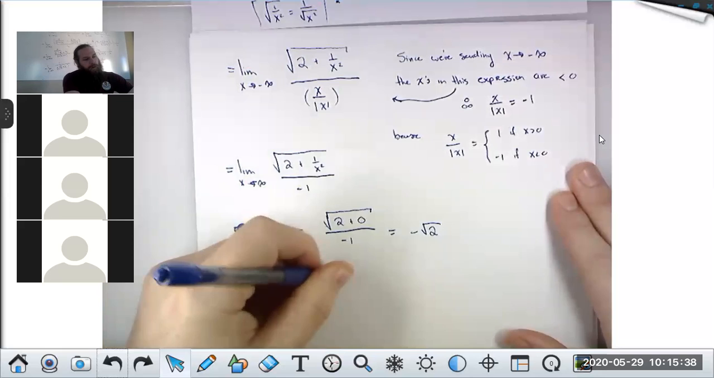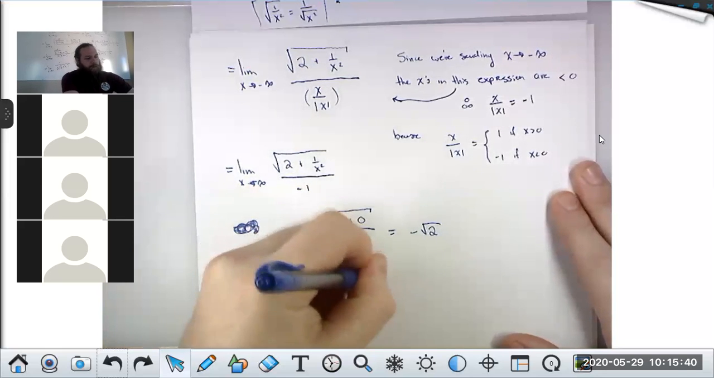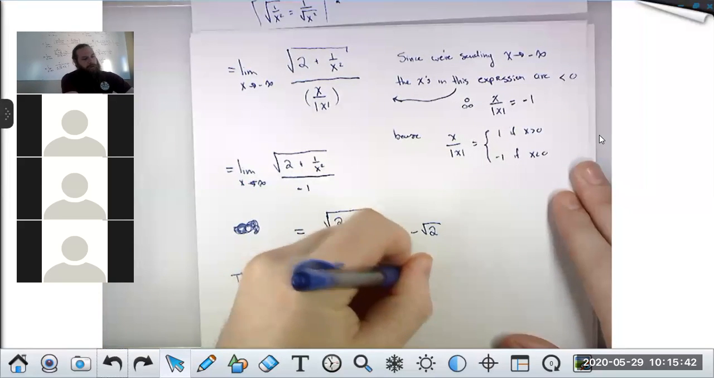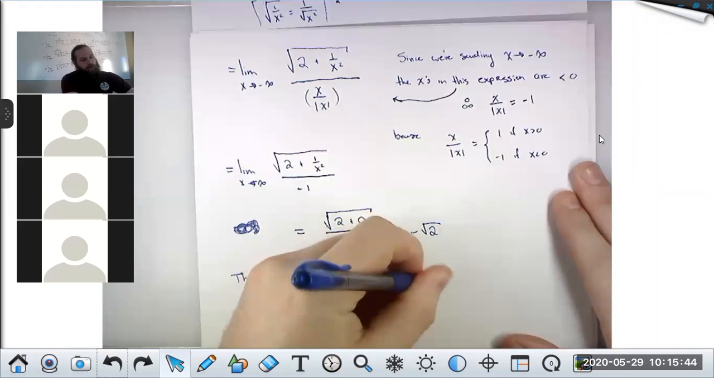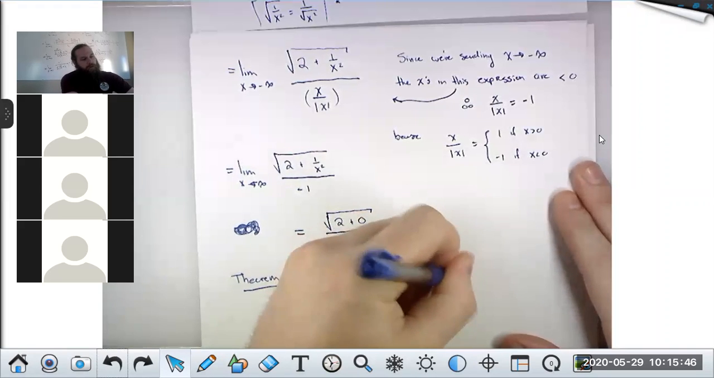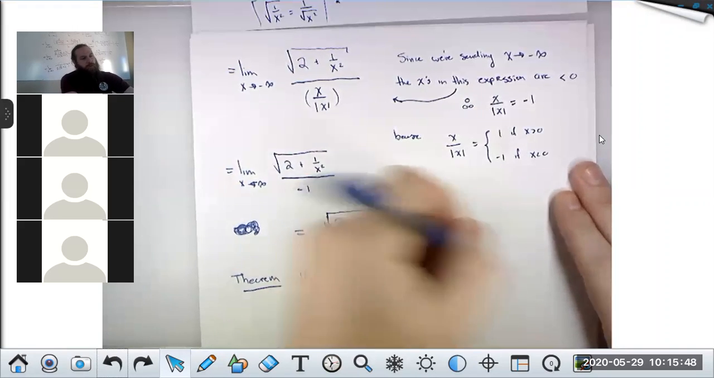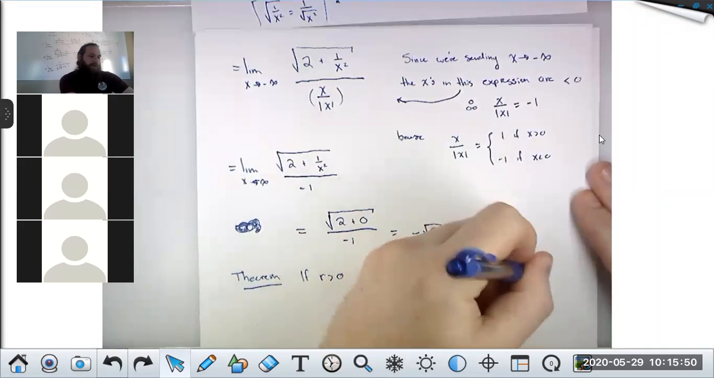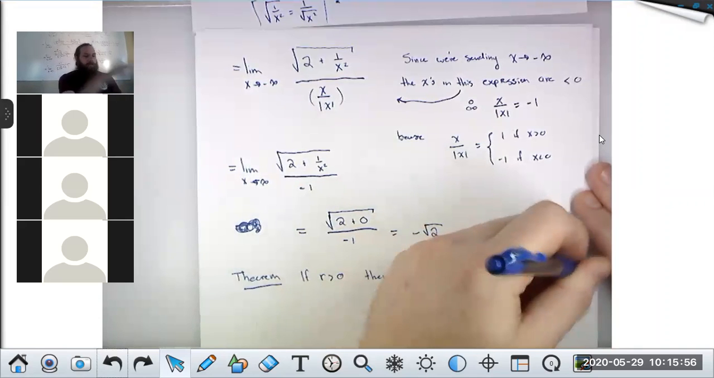If r is any positive real number, then the limit as x goes to infinity of 1 over x to the r is 0, and the limit as x goes to negative infinity of 1 over x to the r is 0. Yep.